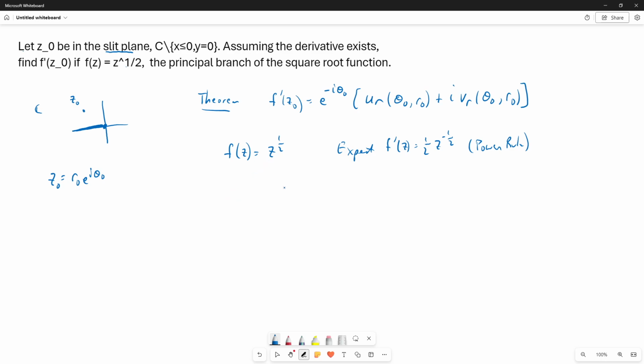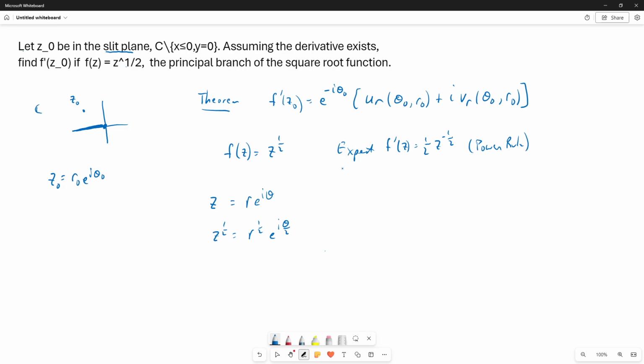So z to the 1/2 is... z is r e to the i theta. Let's write that first. Just z is r e to the i theta, and that means then that z to the 1/2 will be r to the 1/2 e to the i theta over 2.